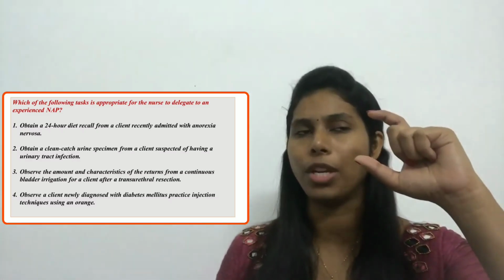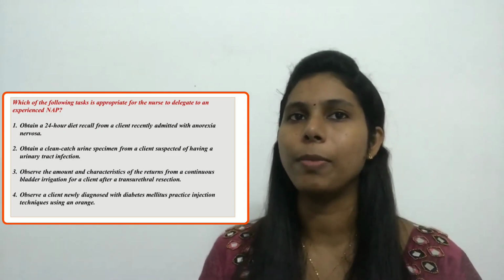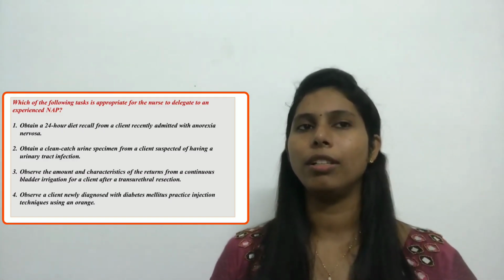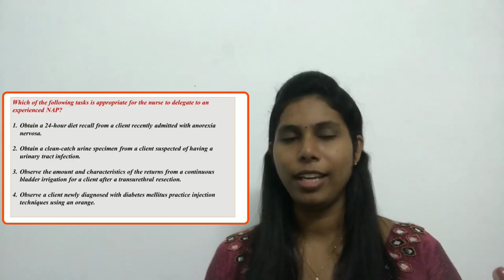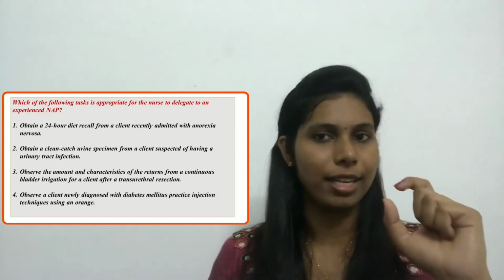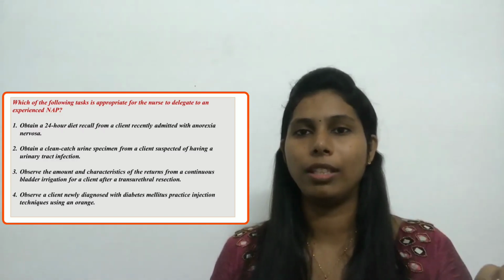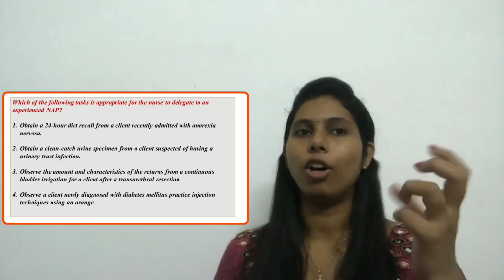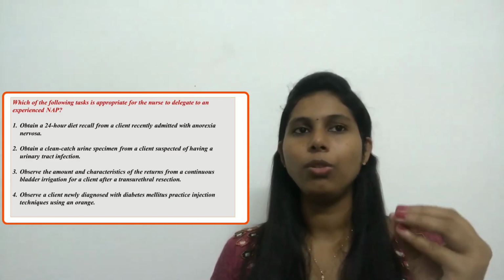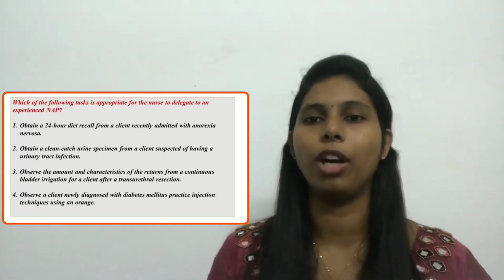Now we have only 2 options. Out of the 2 options, the second option says obtain a clean catch urine specimen from a client suspected of having a urinary tract infection. In this situation, I think it seems like a possible option, right? We can keep it for consideration. Why? Because this procedure happens in everyday clinical settings, and there is no indication that the client has a urinary catheter or anything. So this is a normal standard procedure which is unchanging in its way. We can just keep it for consideration, and after we see the first option, we will decide which is the better option to delegate.